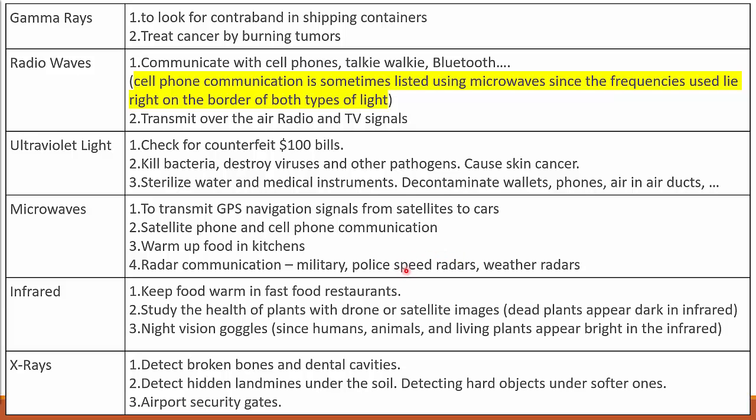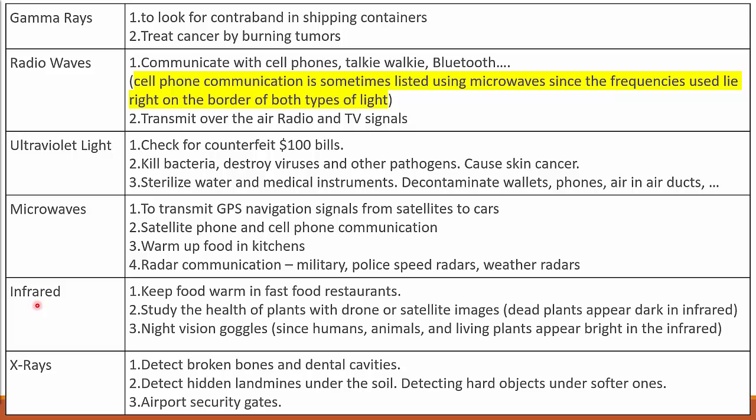If you get pulled for speeding, most probably the gun that was used to record your speed was using microwaves, and we use them in weather radars to measure the speed of weather fronts.